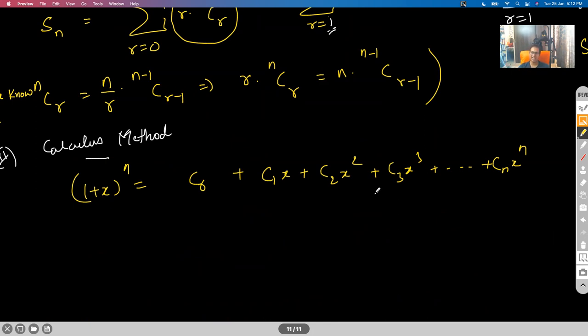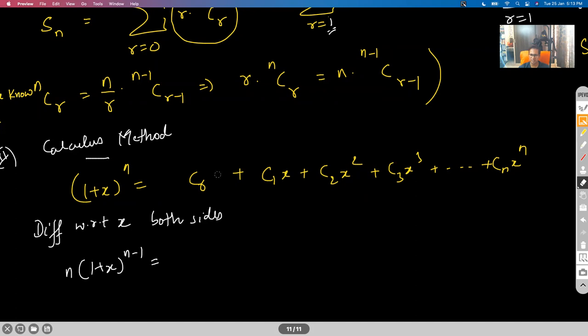Now, which process in calculus helps you to bring down that power down? You will say it's a derivative. If you differentiate such terms, these powers are going to jump down. And whatever will be left will be one less than that power, isn't it? So here in light of that, again, this is something which has come from our observation. So if you differentiate with respect to x on both the sides, the left-hand side will become n into 1 plus x to the power n minus 1.